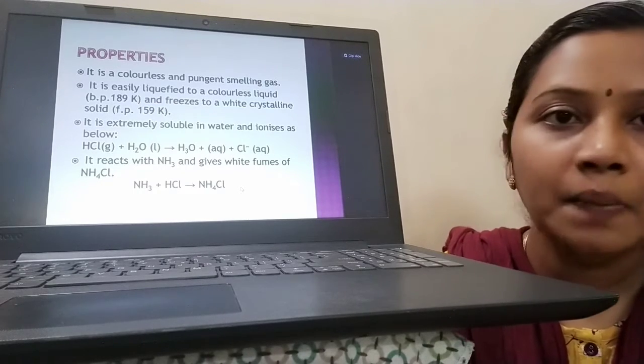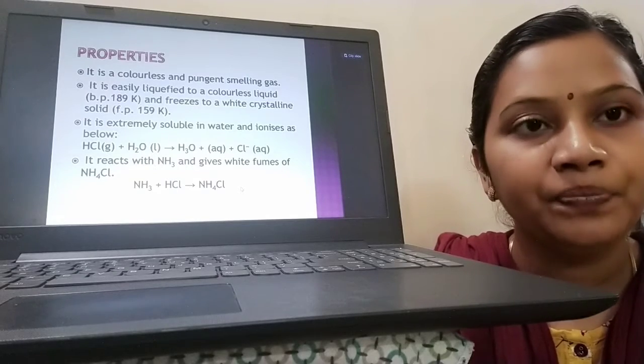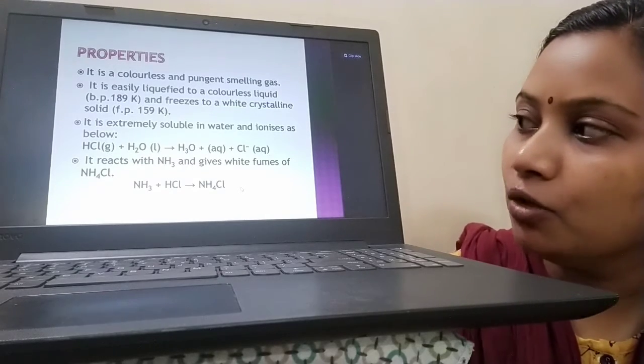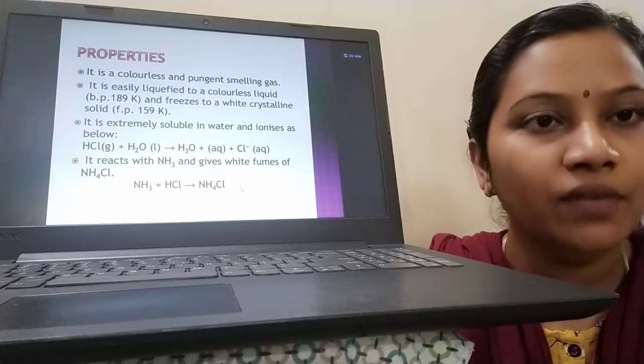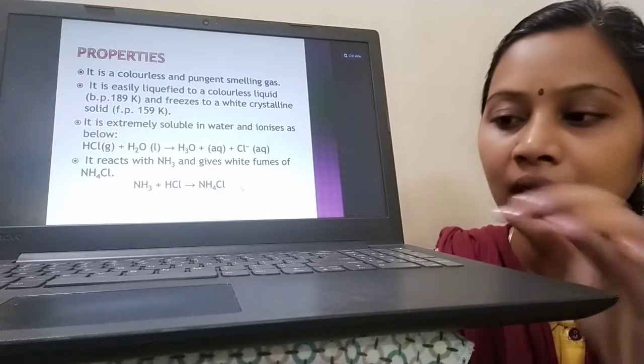Now what happens when it reacts with ammonia? When HCl reacts with ammonia, you will get ammonium chloride. So white fumes of ammonium chloride will be produced.